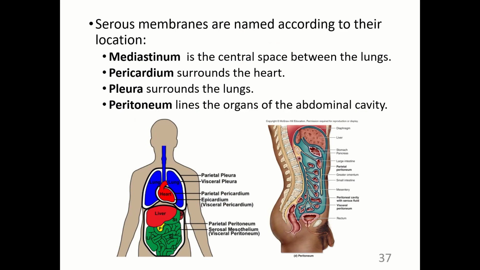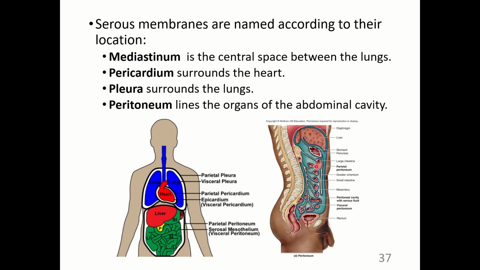Serous membranes are named according to their location. So recall, the mediastinum is the space between the heart and the lungs. The pericardium surrounds the heart. The pleura surrounds the lungs. In the abdominopelvic cavities, the name for the serous membranes is the peritoneum.